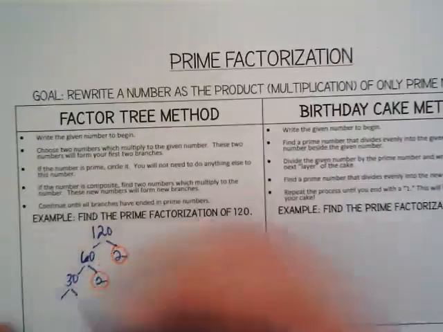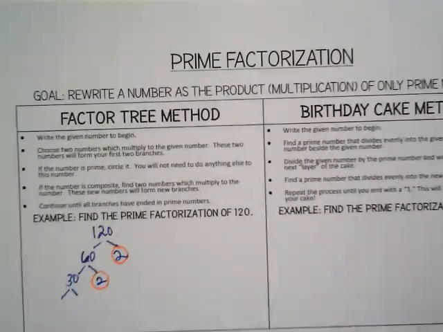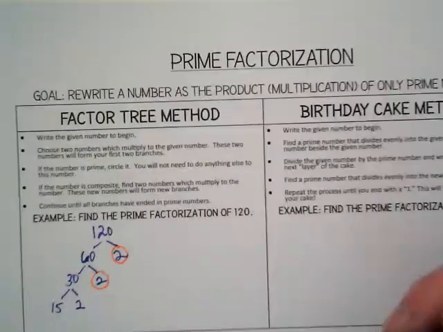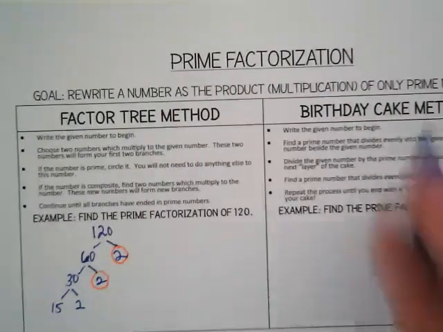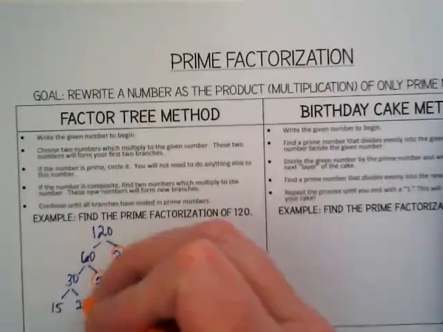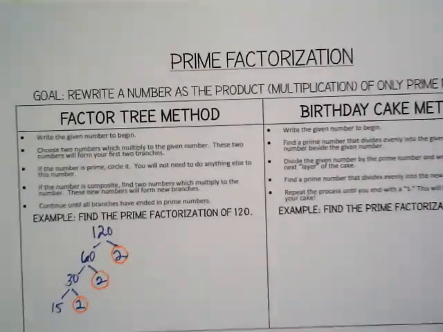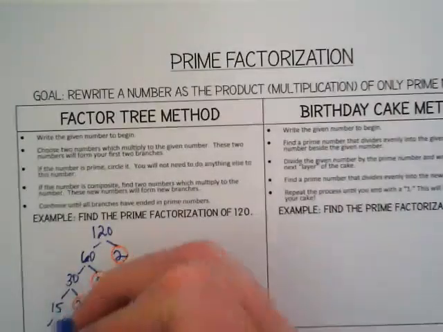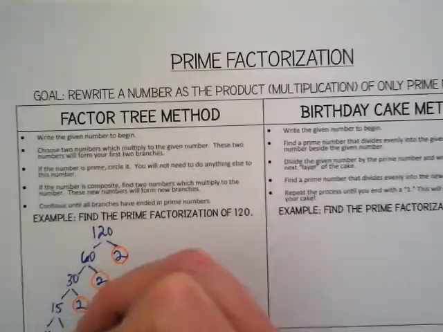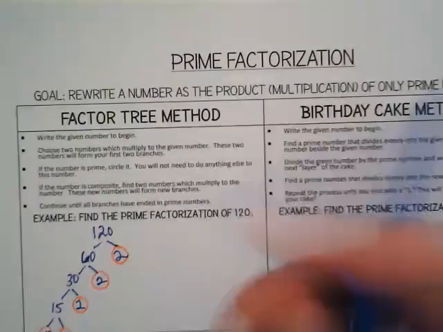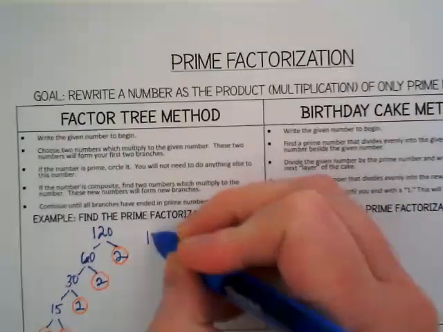What numbers would you guys like to do for 30? 15 and 2. Could have been 3 and 10. Yeah. 5 and 6. There's lots of possibilities. But you guys have been choosing things that give us a prime. And now I've got 15. What should I do? 5 and 3. It's over in that we've got all primes.